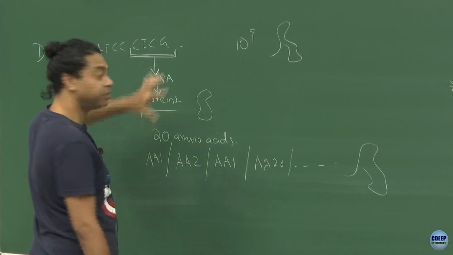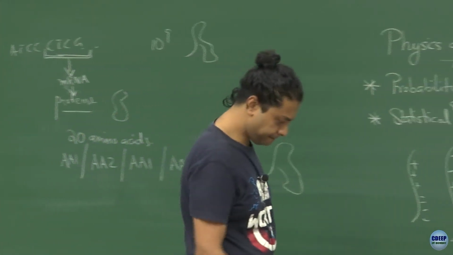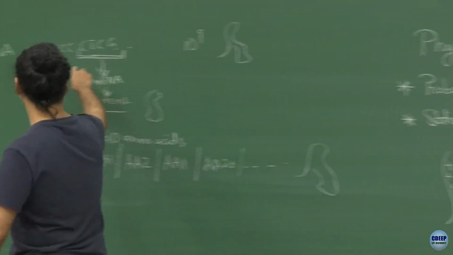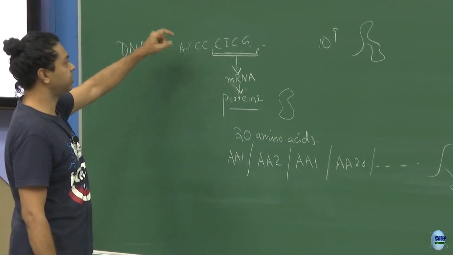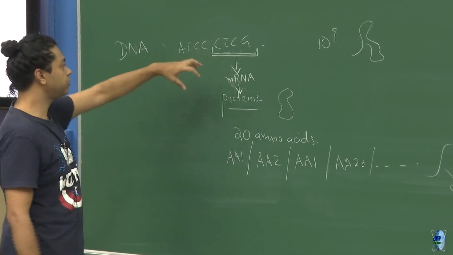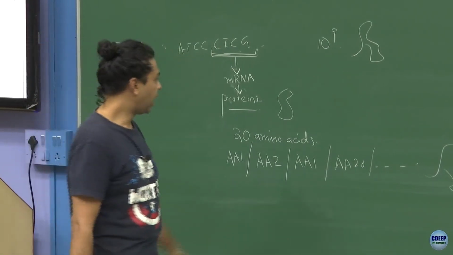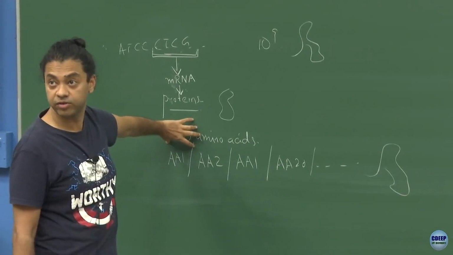Before I tell you, let me ask a probability question. Here I have a string of letters, whatever word or book or whatever, which is made up of 4 letters A, T, C and G. Out of this, I want to code for 20 amino acids.